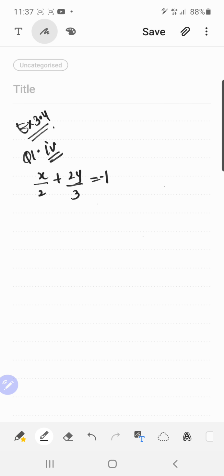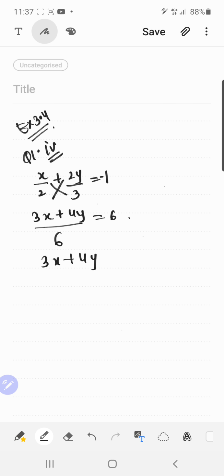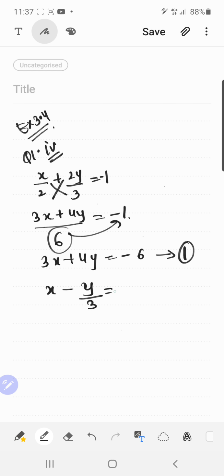So for this you have to first convert this into a linear equation. How will you convert this into a linear equation? You will take the LCM. So it will be something like this. And you will get 3x plus 4y. This 6 will go here and it will become minus 6. Now it becomes your equation number 1. And you have another equation, x minus y upon 3 is equal to 3.